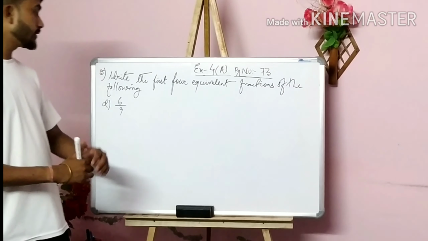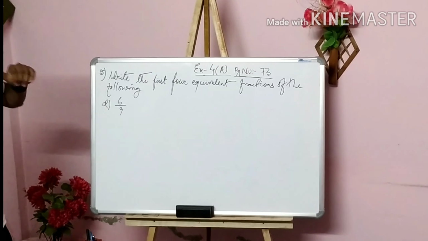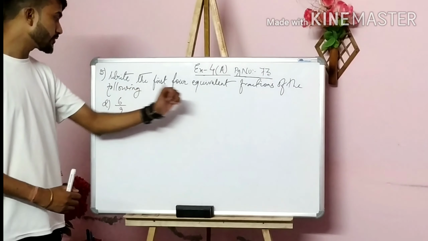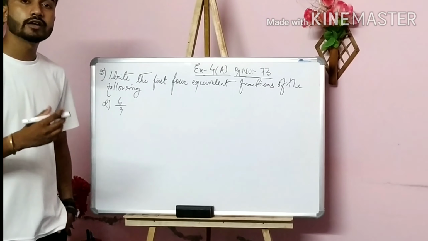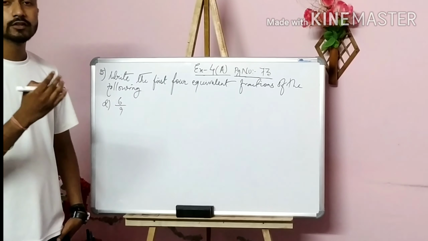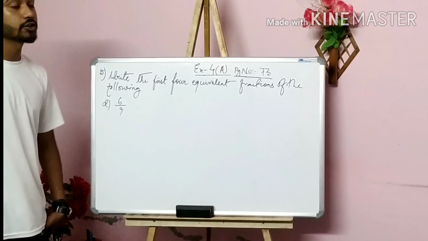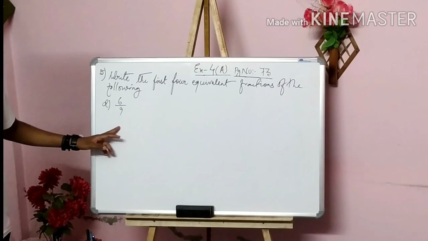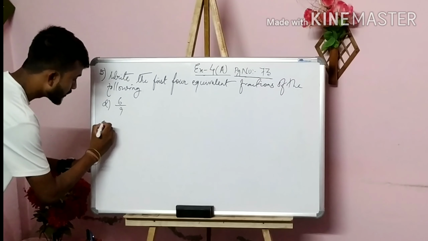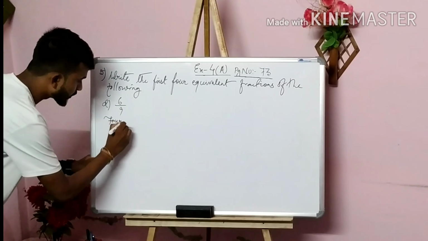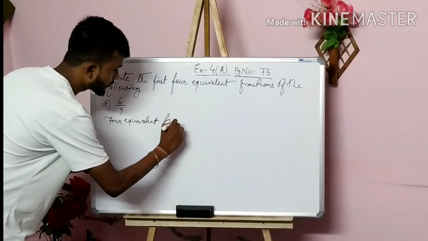Okay, so students, in the earlier questions, we have done till question number 4. Now we are going to do question number 5. You see that: write the first 4 equivalent fractions of the following. Now, in earlier questions, what we did was find only one equivalent fraction. Now we are going to find 4 equivalent fractions of the given fraction. This is not any big deal. So you just see it, very easy. So you write 4 equivalent fractions.